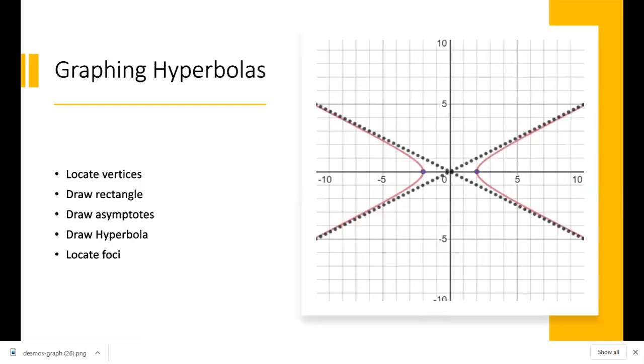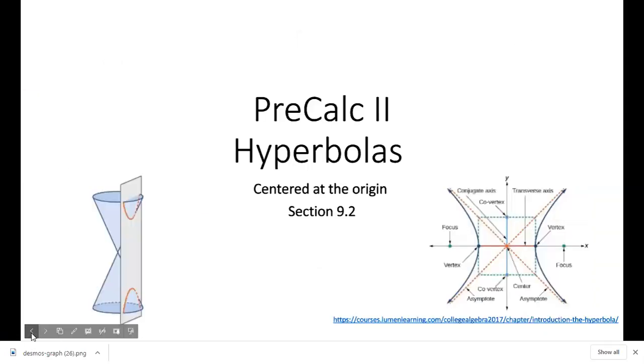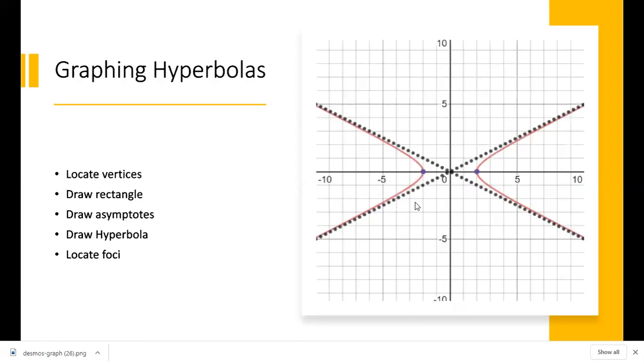So when we're drawing hyperbolas, we want to first locate the vertices. We want to draw a rectangle. There's a rectangle in this picture that we drew that goes through the vertices, and it goes through here in this picture. They're calling them the co-vertices, but we want to draw this rectangle, and then we can draw our asymptotes, which go through the corners of those rectangles. So in this picture, these black dotted lines are our asymptotes, and then we can draw the hyperbola.